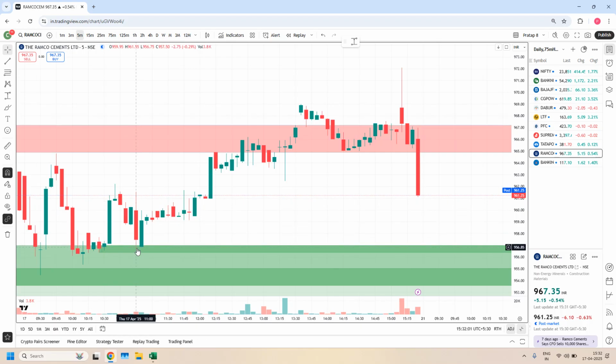At what time? At 11 o'clock you got this trade. First trade you got at 9:30. You closed it at 9:45. Next trade you got at 11 o'clock. And you closed the trade at 12:15. So within 1 hour 15 minutes. First trade completed within 15 minutes. But the second trade took almost 1 hour or 1 hour 15 minutes.